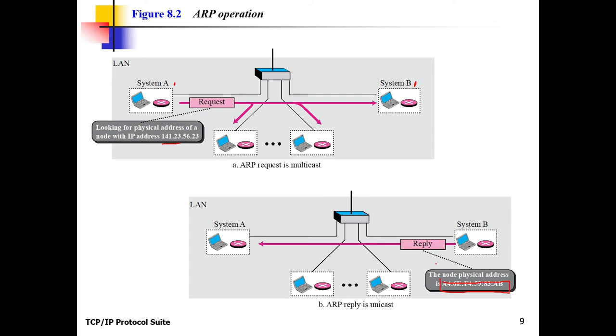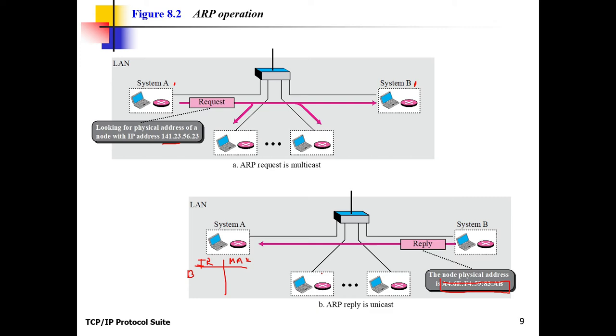Why cache it? Because most likely, when you communicate once with any node, you're going to communicate frequently. So you don't go and request the MAC address for every packet. You do it once and you cache it. So now in the Ethernet table in here, you'll have the IP address and the MAC address for node B. And then the communication will continue as we explained before in chapter 3 or 4.